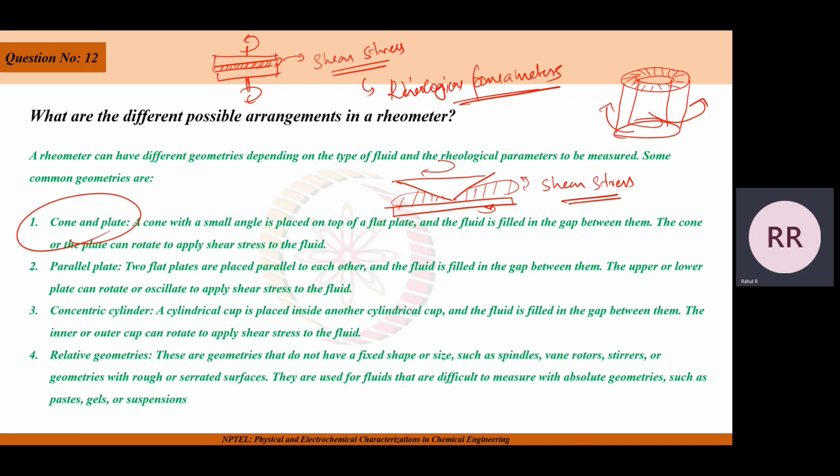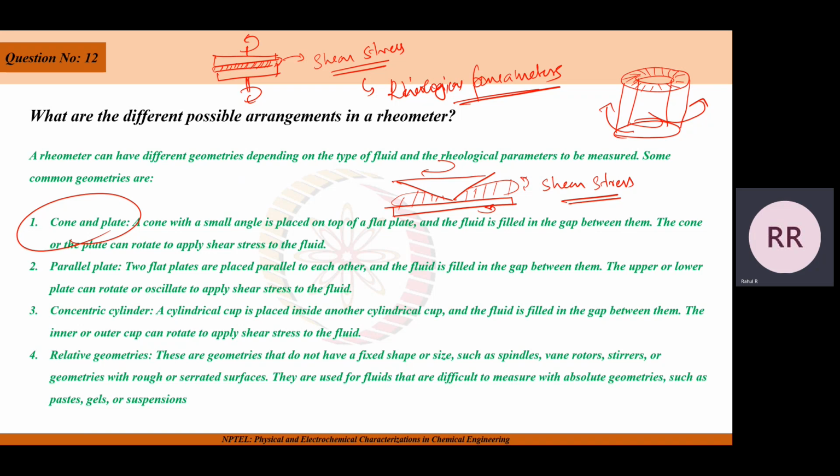One is cone plate, the other one is parallel plate, then concentric cylinder, and the last one is relative geometries. In cone plate, there will be a cone with a very small angle, and on the other side a plate, and the fluid is filled in between this space, and then either the cone or the plate is rotated so that the fluid in between experiences some shear stress. The next one is parallel plate, where two flat plates are separated by a very small distance, and the fluid is filled in between them, and then either of the plates is rotated so that the fluid will experience a shear stress, and correspondingly the other rheological parameters will be measured.